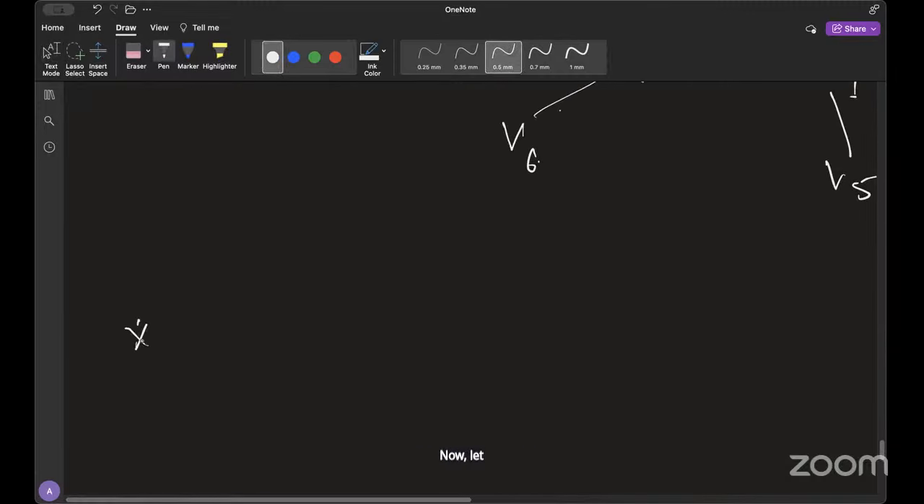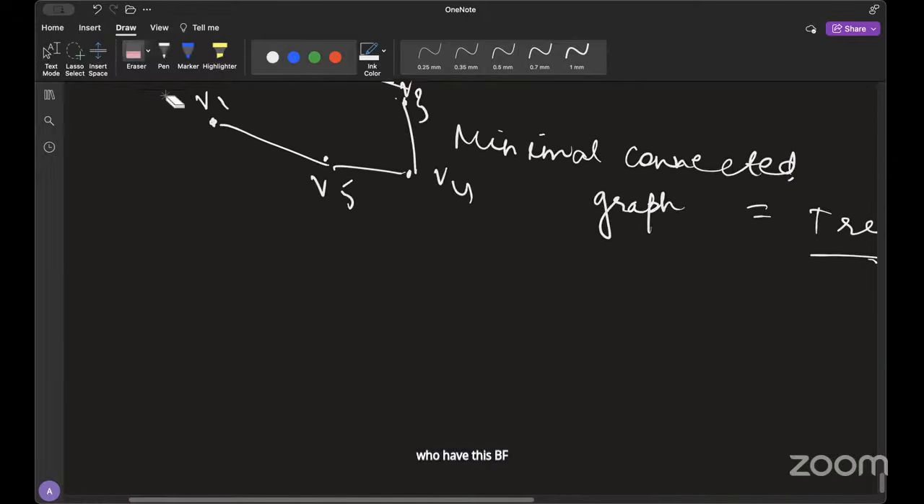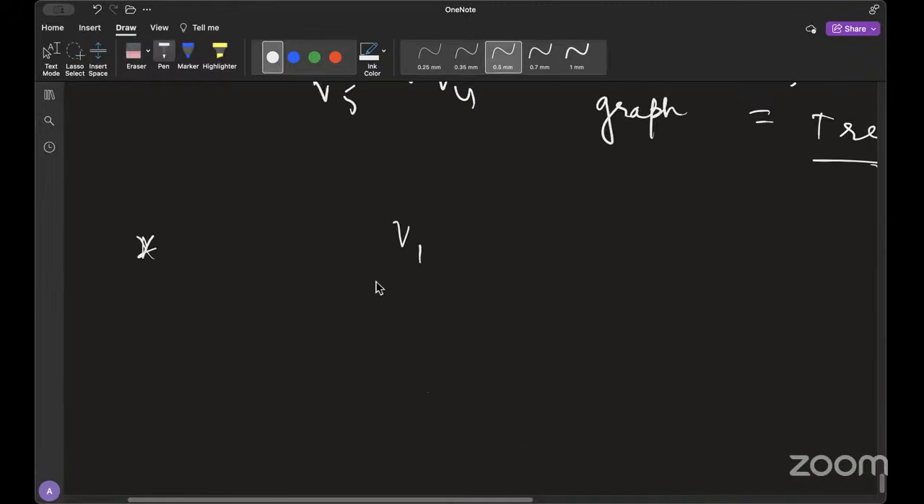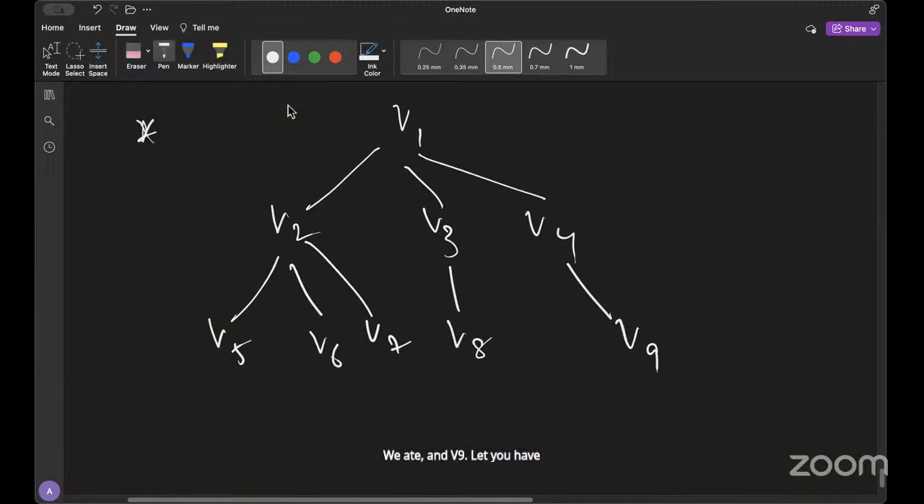Yes, ma'am. Now let's say you have a BFS tree like this. You have V1, V2, V3, V4, V5, V6, V7, V8, and V9. Let's say you have this tree. Let's say this is a BFS tree for some graph. Right? We don't know what the graph is.